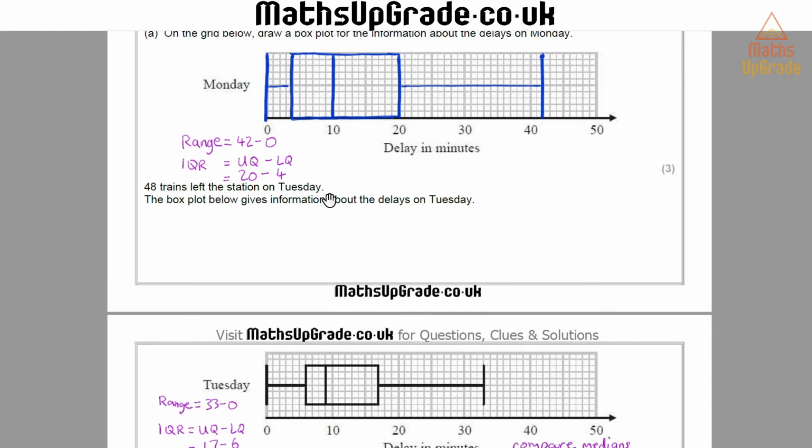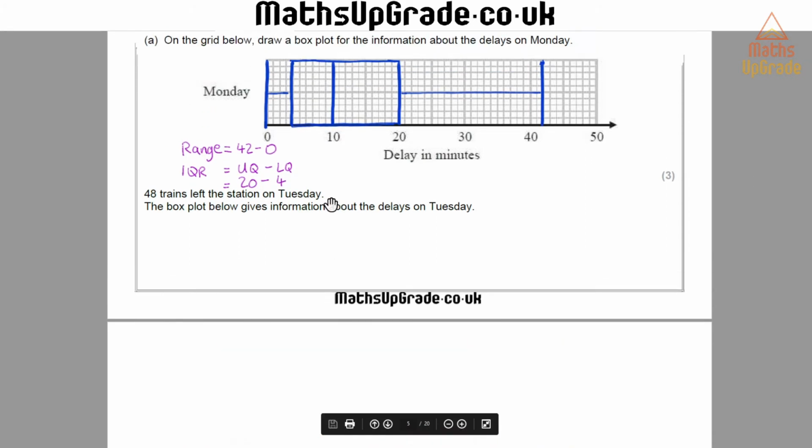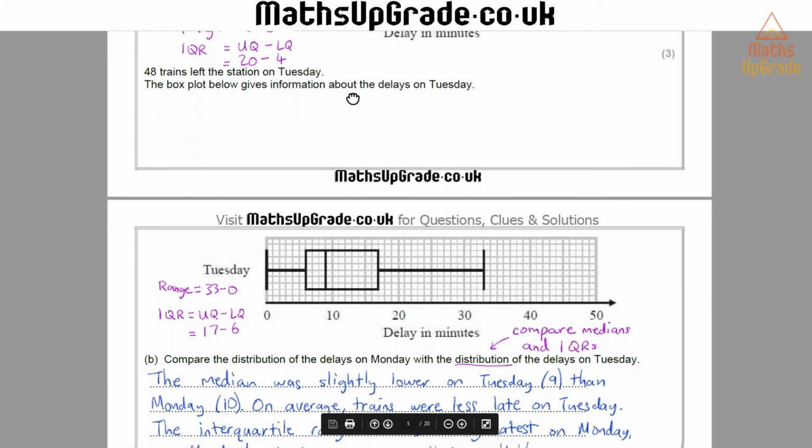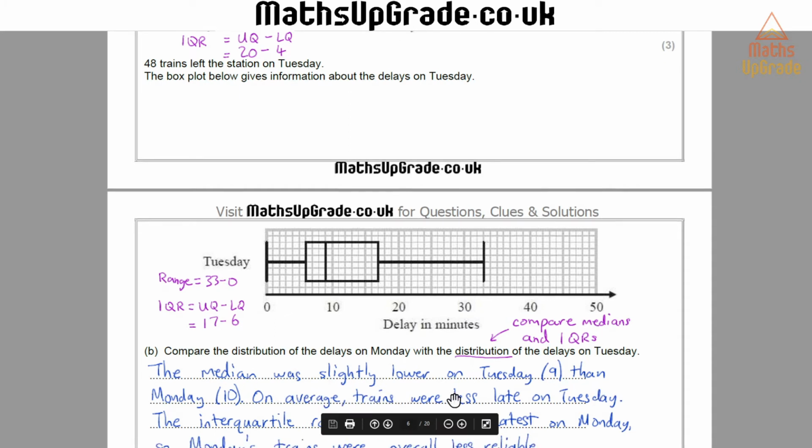So you can see, because the box plots have got the same scale, you can directly compare them. So this box plot here, the median for Monday, there's a longer delay on average for Monday than there is on Tuesday. Tuesday's median was 9, Monday's median was 10. So that's the first thing I've written here. The median was slightly lower on Tuesday than Monday. On average, trains were less late on Tuesday. So this sentence here is important because it gives you, in real life, the impact of that. So trains were less late on Tuesday.